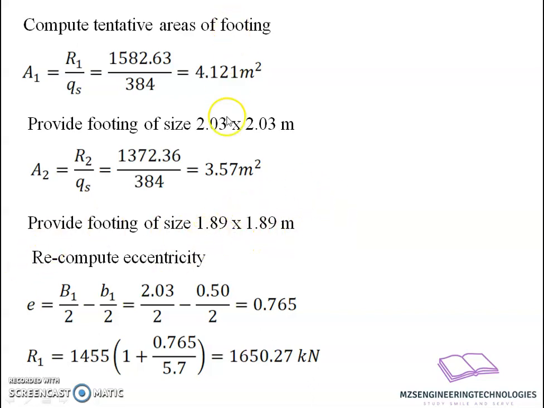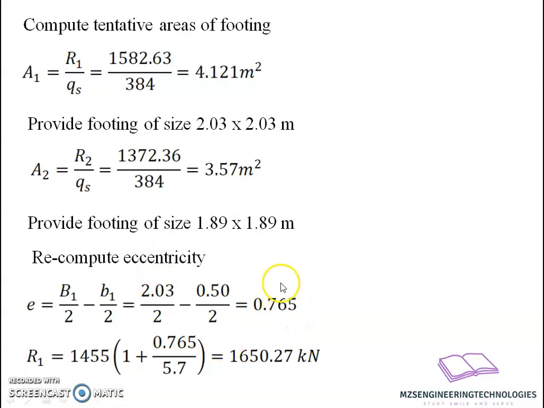Now, as we said, we are working on a trial basis of eccentricity. We will try to recompute the eccentricity from the known data. Now, with the trial areas, E equals B1 by 2, meaning half the width of column 1. So column 1 footing width is 2.03, divided by 2, minus b1 by 2, which is nothing but the size of column 1, so 0.5 divided by 2. It comes to 0.765. It is somewhat higher than what we have assumed. We have assumed it as 0.5. It is coming somewhat higher. So then it becomes an iterative process.